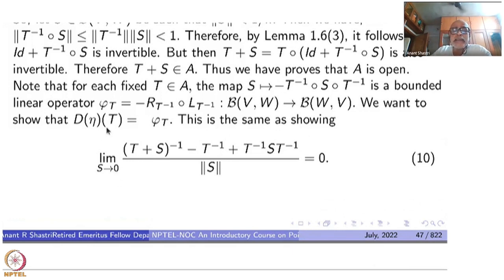Remember, what is eta? Eta takes the inverse, it is like F(T plus S) minus F(T), right? It is like that: F is (T plus S) inverse minus T inverse, plus this map phi_T operating upon S, which is T inverse S T inverse. Phi_T operating upon this one. There is a minus sign, so here I get a plus sign. Divide by the norm of S, as S tends to 0, this limit must be 0. So this is what we have to show. Then the proof is over.